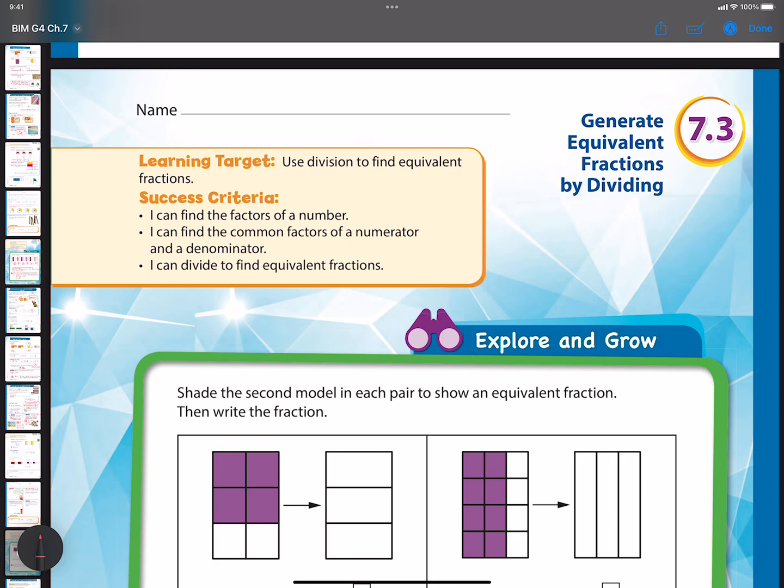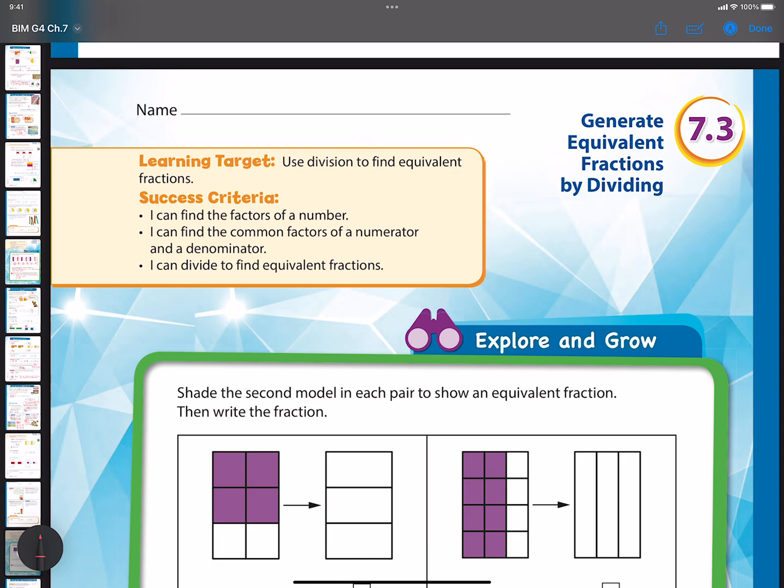This is lesson 7.3, generate equivalent fractions by dividing. Our target is to use division to find equivalent fractions. And I want you to be able to find the factors of a number. And we are good at that, right? We've been practicing last chapter. And I want you to be able to find the common factors of a numerator and a denominator. And I want you to be able to divide to find equivalent fractions.